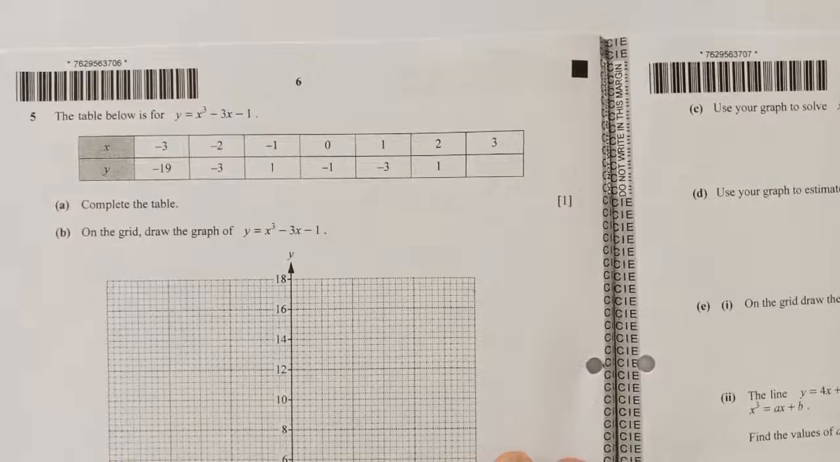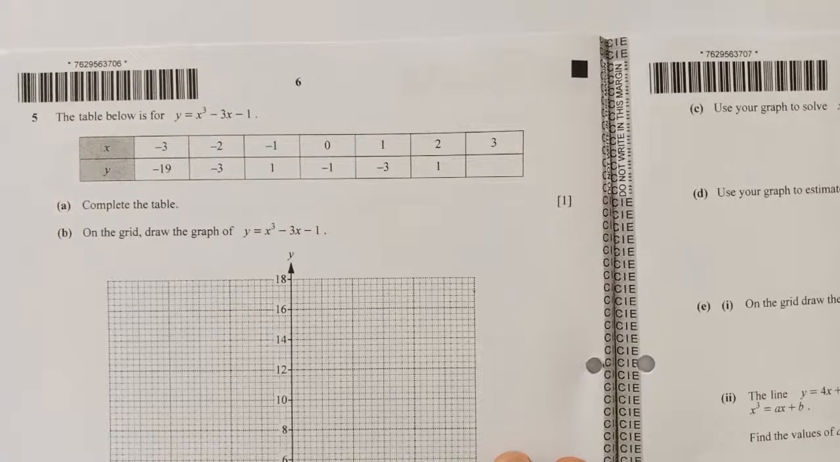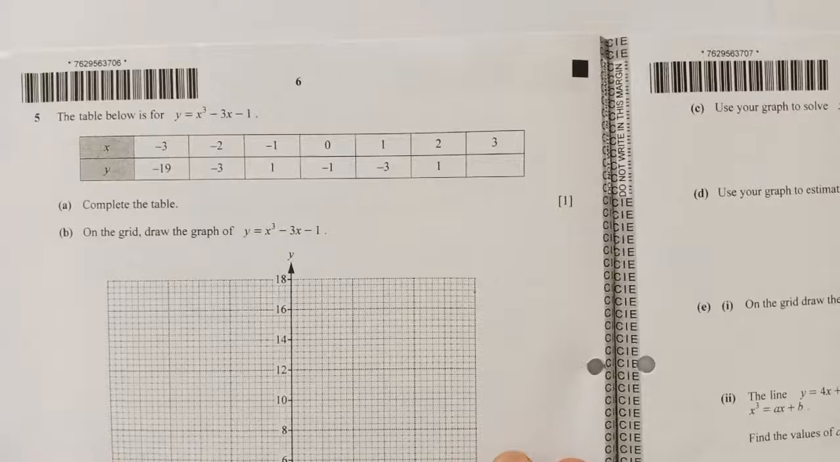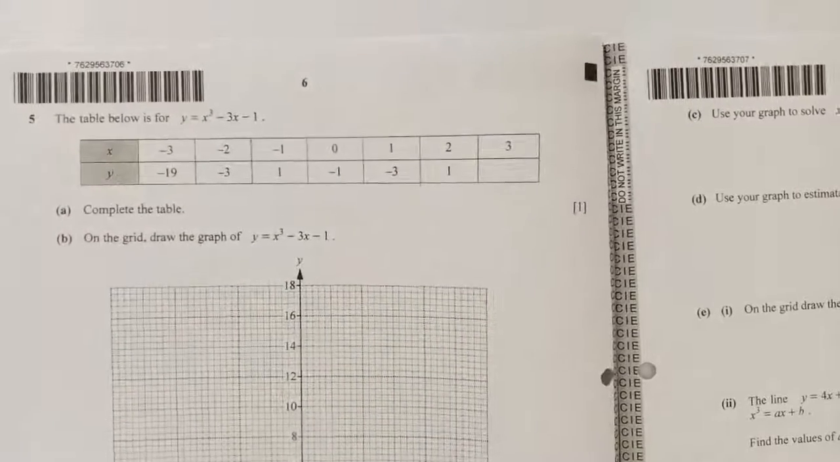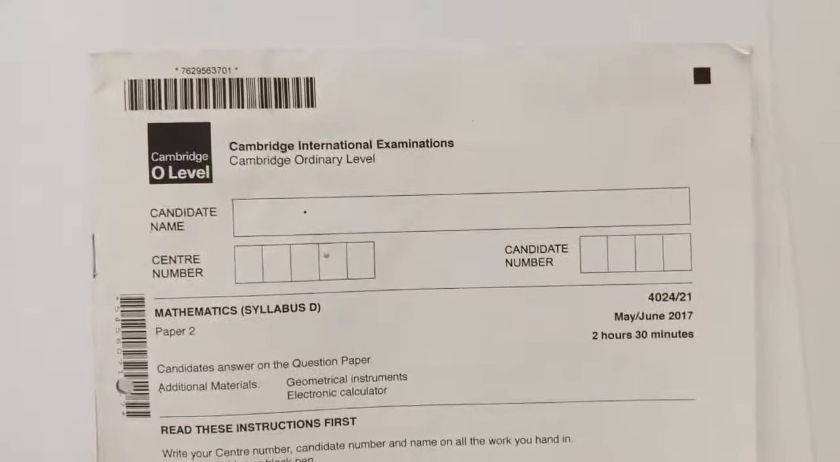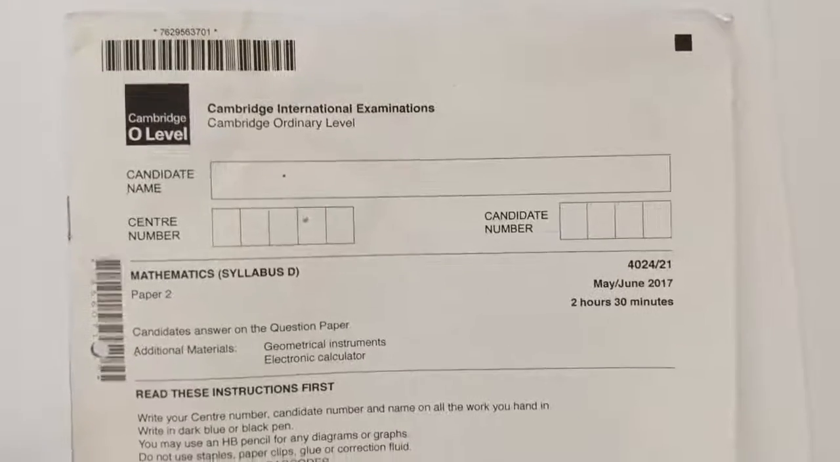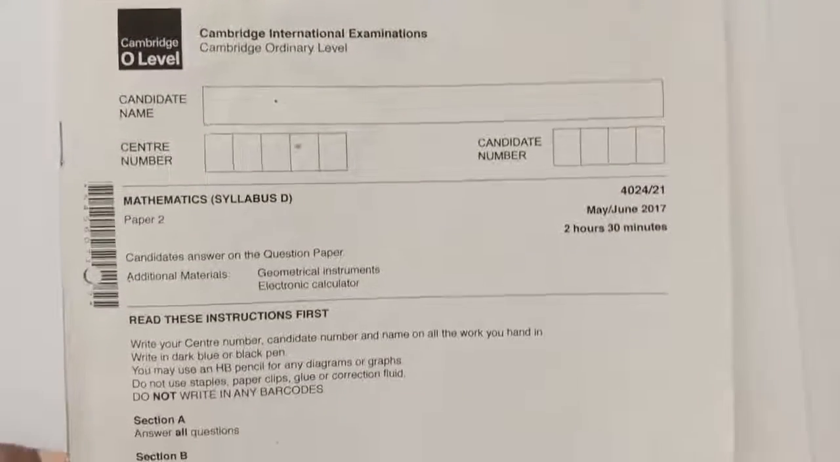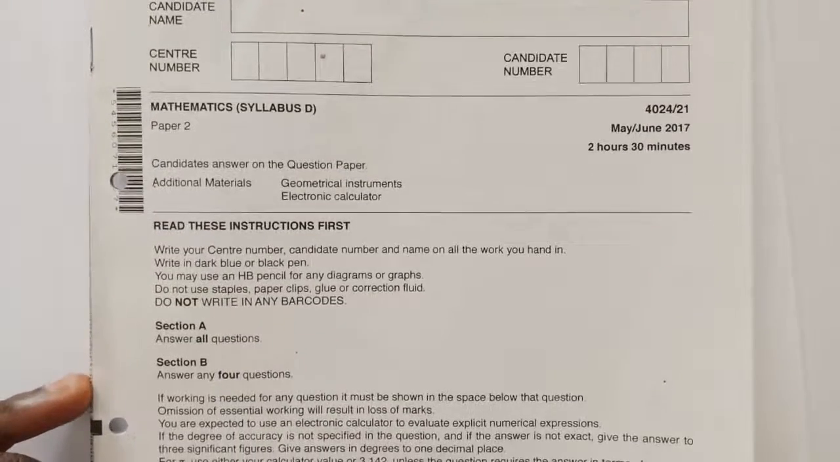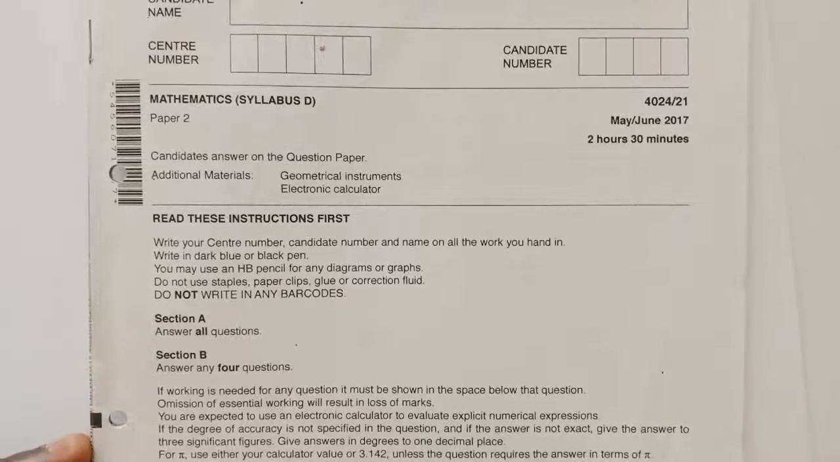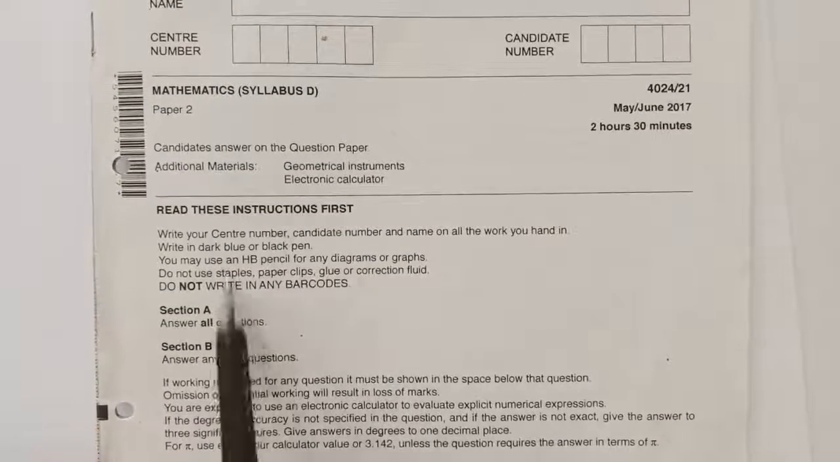This is Chamba Jacob. It has been long, and today I would like to show you how to answer this exam question. This is question 5. This is Cambridge. So let me show you the front page. If you have never seen a Cambridge exam question paper, this is how it looks. This is paper 2, and for the instructions, you are allowed to use a calculator.